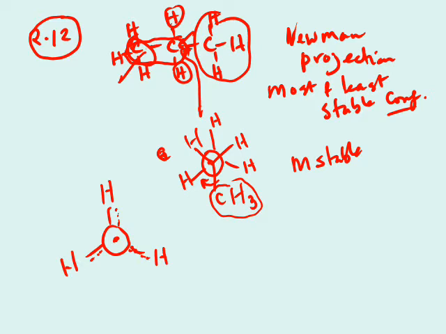Basically the methyl group is no longer in a staggered position. It's right in front of this hydrogen, and that makes it less stable, because they try to stay away from each other. So this is hydrogen, this is hydrogen. Hard to draw, but that's why I'm drawing the dotted line. So this is least stable.